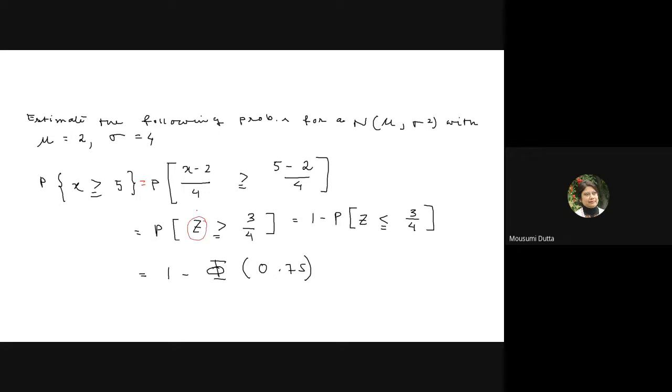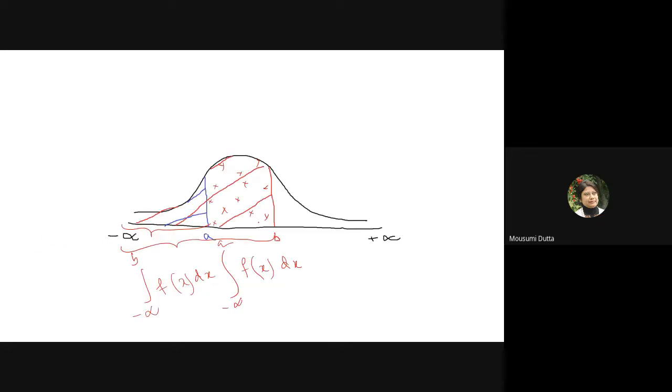This we call tau, or this is equivalent to the z score. So we replace x minus 2 by 4 by z. Probability z greater than or equal to, if I solve this, 3 by 4. Since the distribution is right continuous, suppose this is 3 by 4, you have to calculate this area. However, you will not be able to calculate this directly, because you have to move from minus infinity up to this.